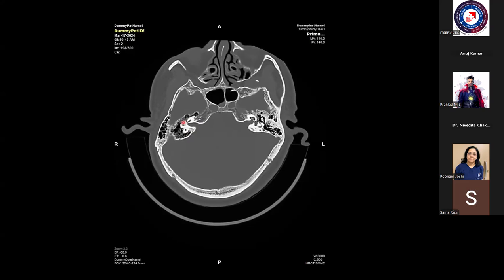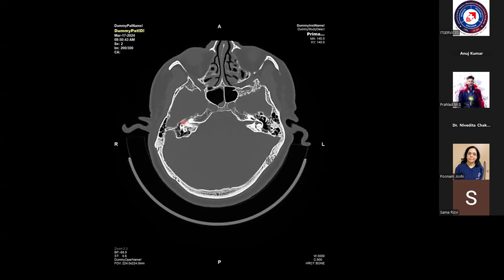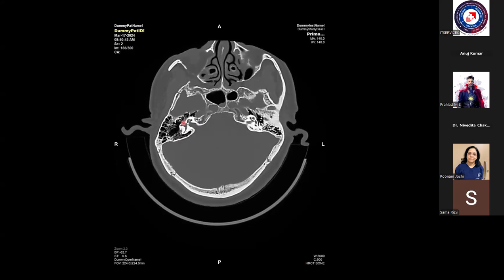Yes. Anything else? I think there is one more question. Cochlea on CT scan.